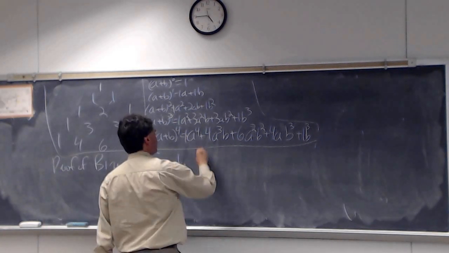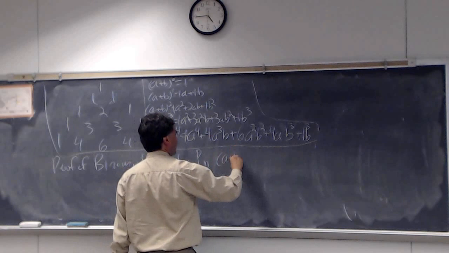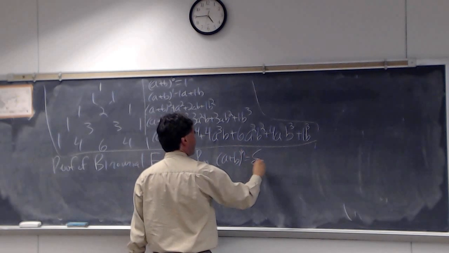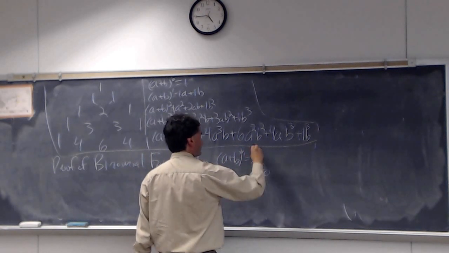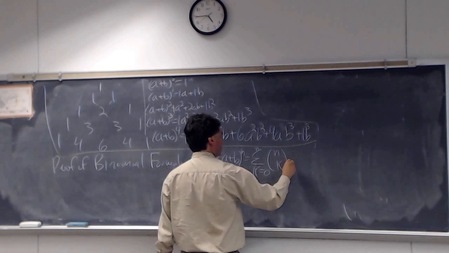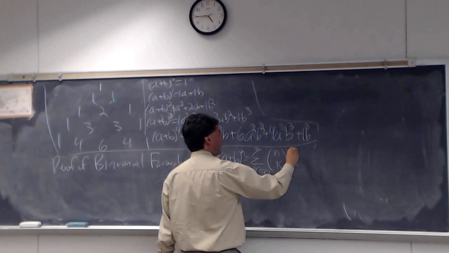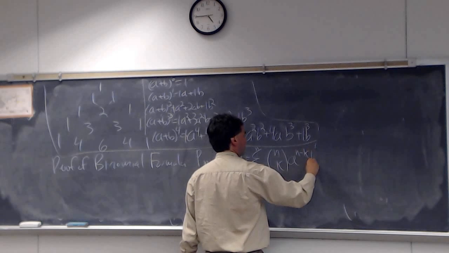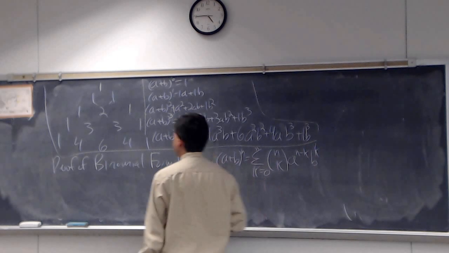So again, Pn will just be the statement (a+b) to the n equals, and I'll use the notation I did in the notes, the sum with k going from 0 to n of n choose k, a to the n minus k, b to the k.